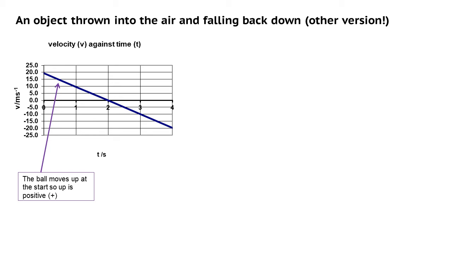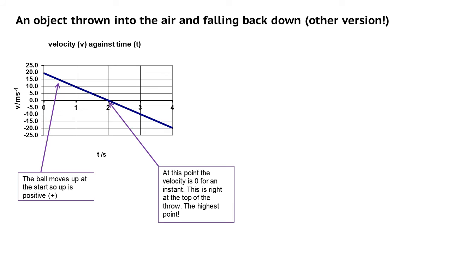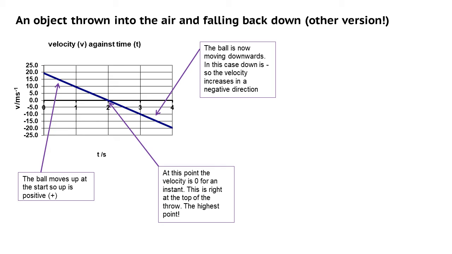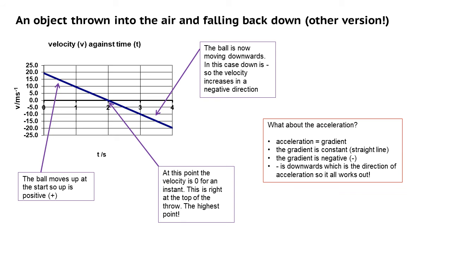This is basically the same thing with the graph the other way around. So in this case, the ball's moving upwards, and we've decided that up is positive, so it starts off with a positive velocity. It reaches a maximum height where the velocity is 0, and then it starts moving downwards, which is a negative velocity. So the velocity is increasing in a negative direction. The acceleration is still the gradient, and the gradient is still constant. It's a straight line. The gradient is negative. And because in this case negative is downwards and the direction of the acceleration is downwards, then it still all works out.